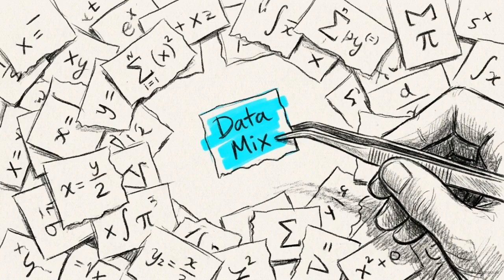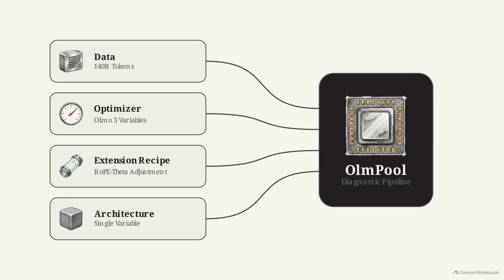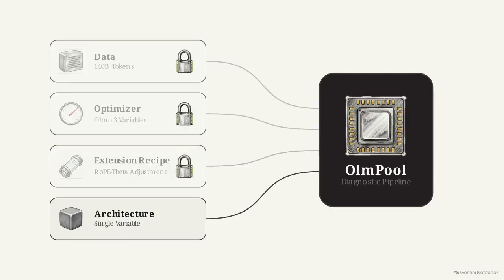To run a valid architectural A/B test on a foundation model, you have to eliminate every variable that could influence the final score. The diagnostic pipeline OlmPool locks the exact pre-training data across 140 billion tokens. It locks optimizer variables, standardizing learning rate and batch size on Olmo 3. Finally, it locks the RoPE-theta adjustment and 10 billion token extension recipe.